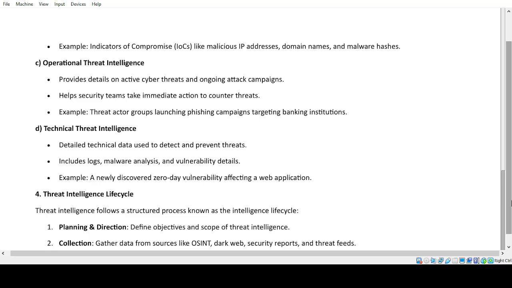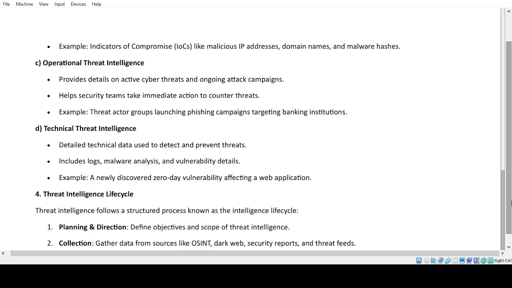C. Operational threat intelligence. Provides details on active cyber threats and ongoing attack campaigns. Helps security teams take immediate action to counter threats. Example: threat actor groups launching phishing campaigns targeting banking institutions.